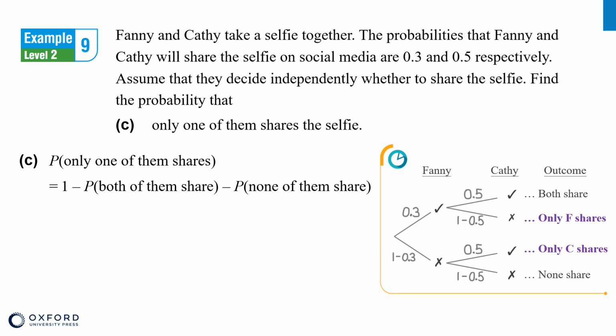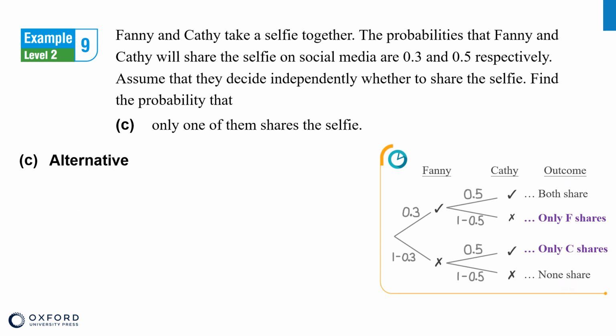The probability of both of them sharing the selfie is 0.15, and the probability of none of them sharing the selfie is 0.35. So the required probability is 1 minus 0.15 minus 0.35. And the answer is 0.5.